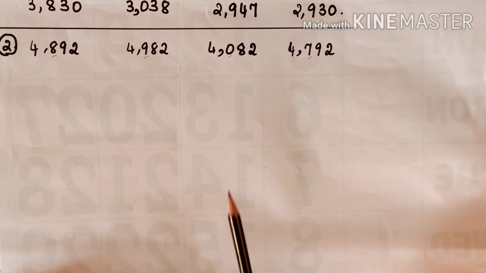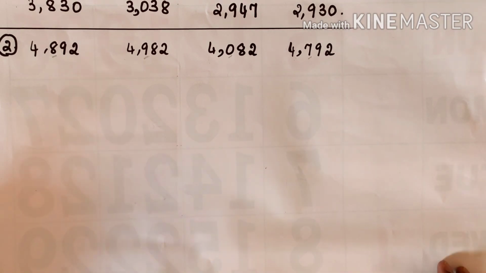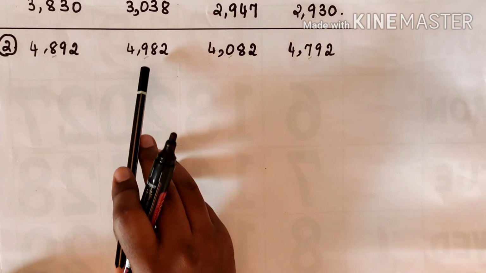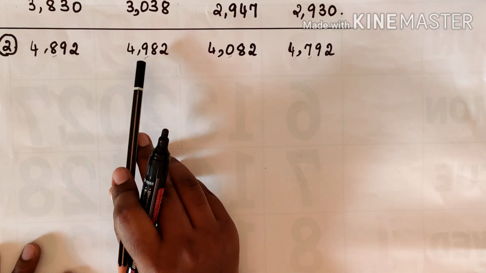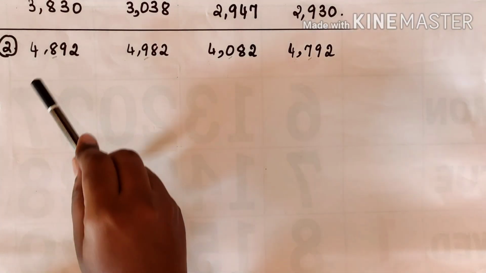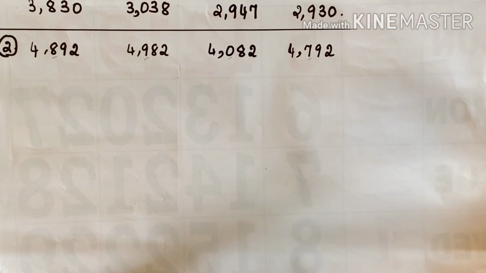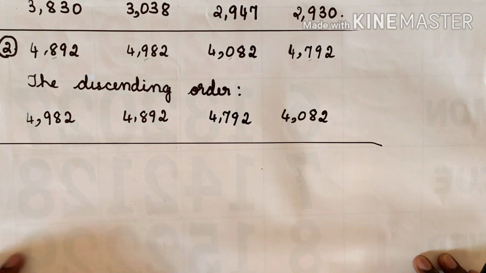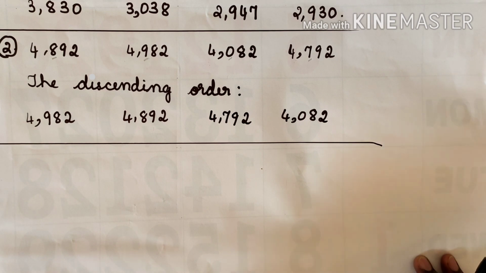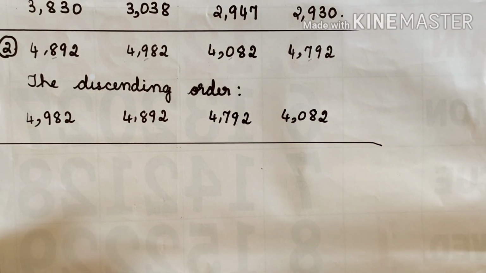So out of these four numbers, which is the greatest? 9 comes first, then comes 8, followed by 7 and at the end 0. So now let us write the numbers in that order. So the descending order: 4982, 4892, 4792 and 4082. Now let us go to the third question.